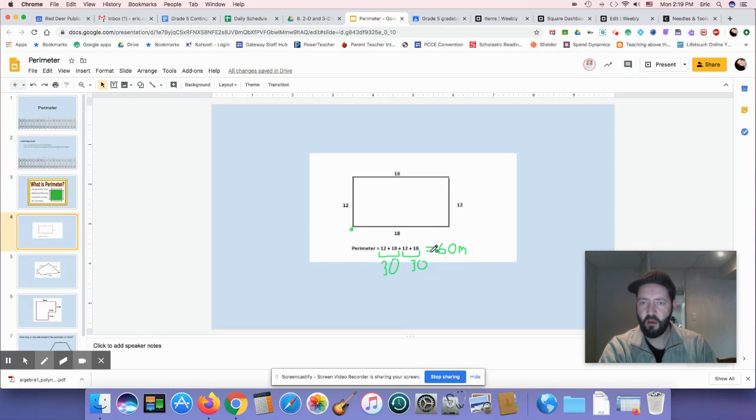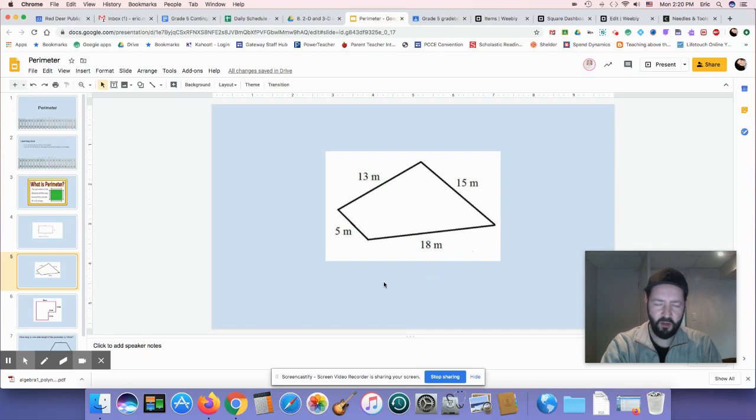Okay. Now, if we move on to the next question, this one gets a little bit more challenging, but not much. The reason this one's a little more challenging is because we don't have a rectangle. We don't have equal sides on the top and the bottom and equal sides on the left and the right. But we're still dealing with a quadrilateral, a four-sided figure here. And so all we have to do is add together the four side lengths that they give us.